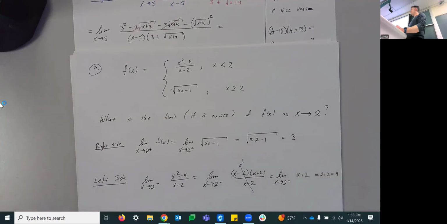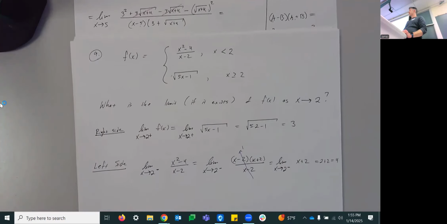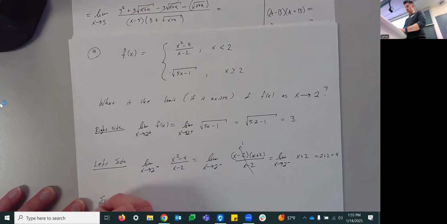The left-hand limit is 4. The right-hand limit is 3. They're not the same, so the overall limit doesn't exist. So the limit as x approaches 2 of f of x in this particular example does not exist.